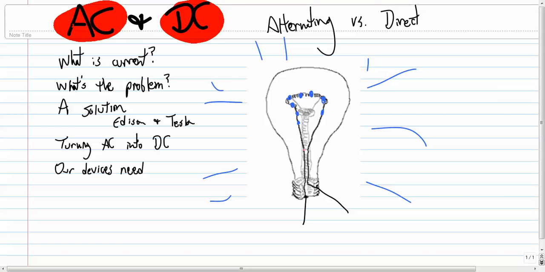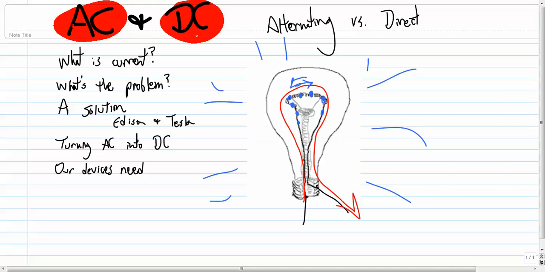One choice is to take the electrons and move them in one direction only, and then the other choice is to take the electrons and give them a little nudge this way and then give them a little nudge that way. Either way, it doesn't matter. You can heat up the filament enough to get the light to be produced. So that's, in essence, the difference between AC and DC.